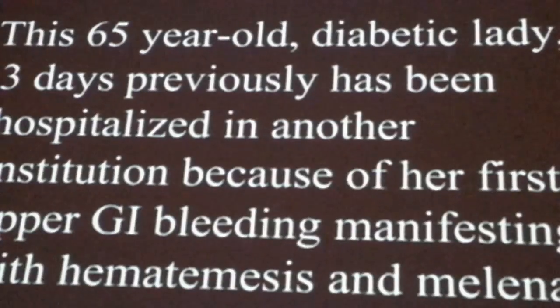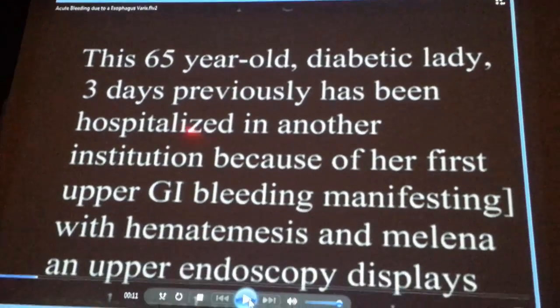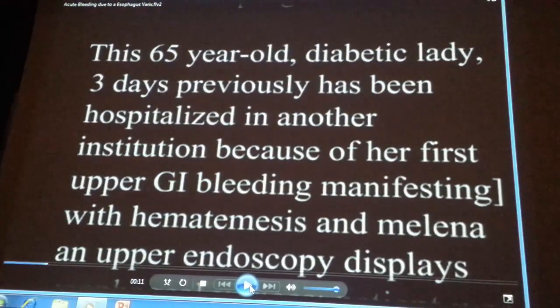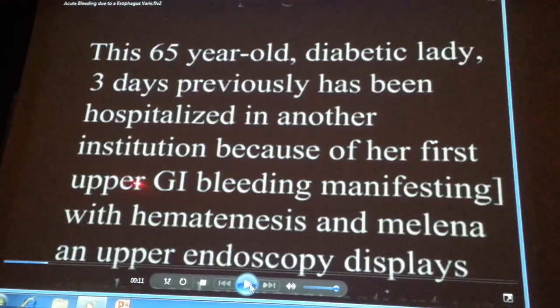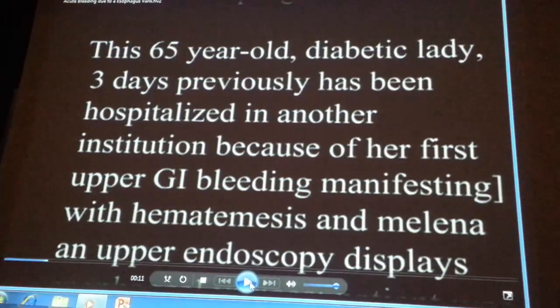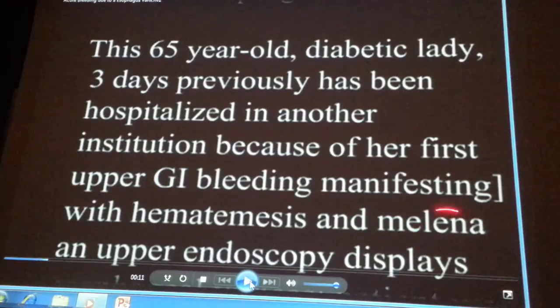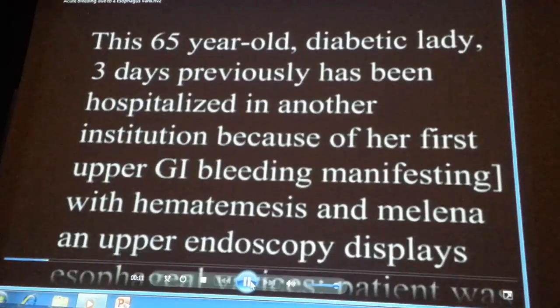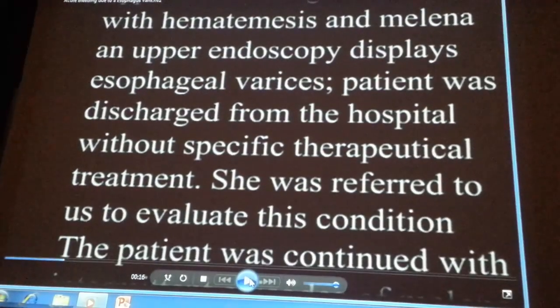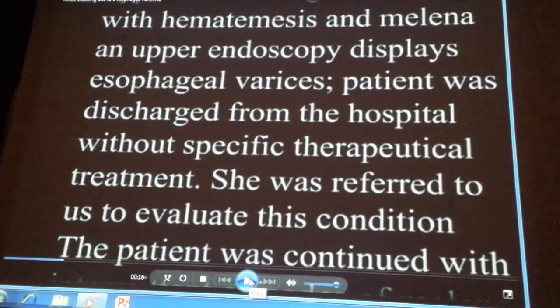A diabetic lady, 3 days previously, was hospitalized in a different institution, a primary or secondary medical institution, for her first upper GI bleeding, manifesting with hematemesis and melena. What's melena? It's not fresh in color, it's black. And upper endoscopy displays esophageal varices.